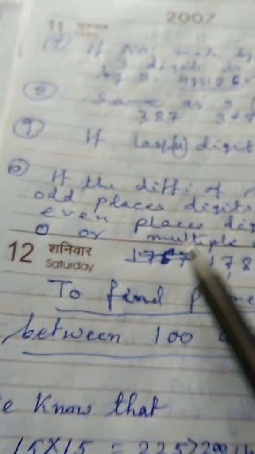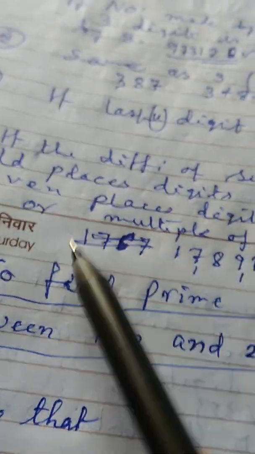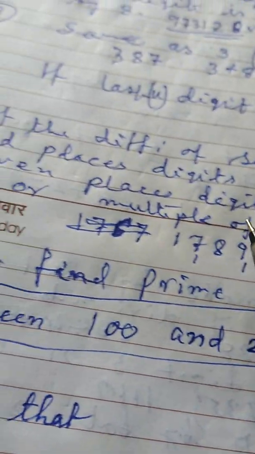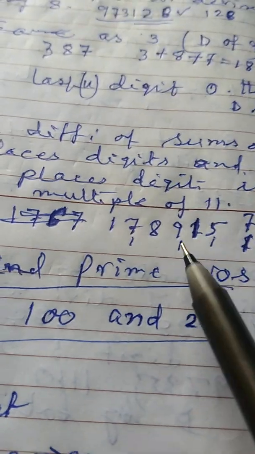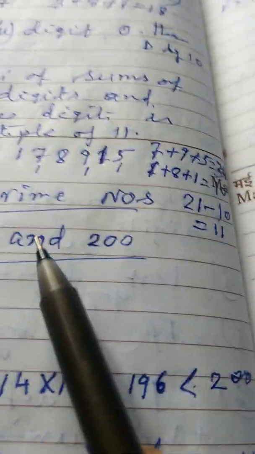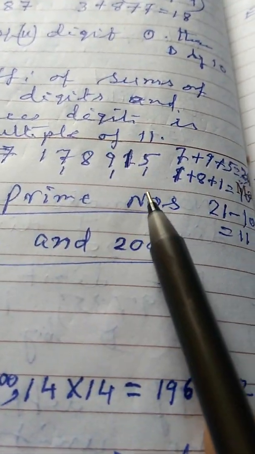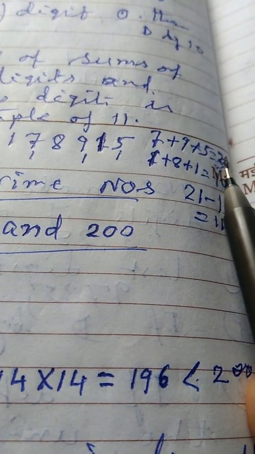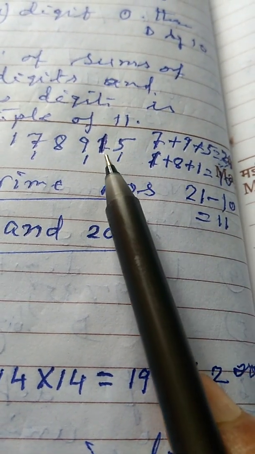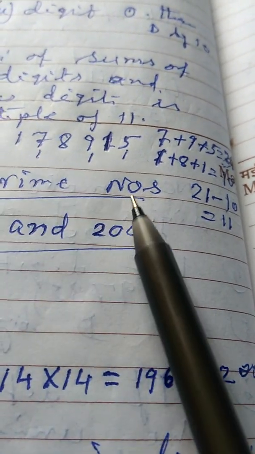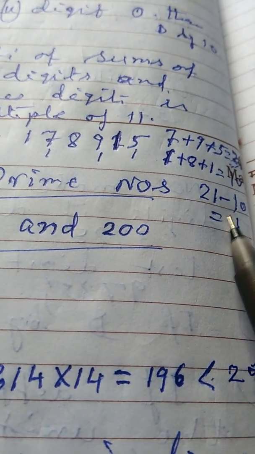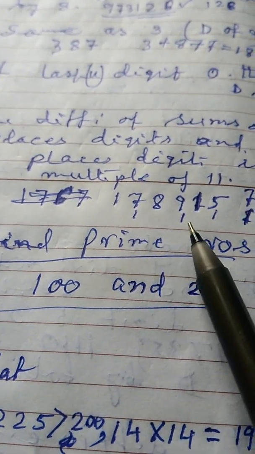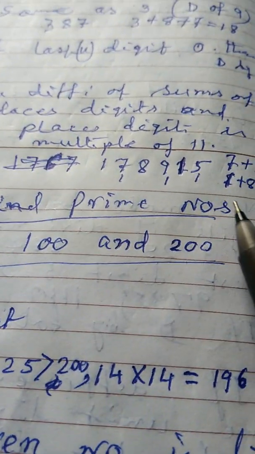Now, the divisibility rule of 11. If the difference of the sums of the even place digits and the odd place digits is divisible by 11 or is 0, then the number is divisible by 11. Let us take one example, 178915. 7 plus 9 plus 5 is 21. And the other places, 1 plus 8 plus 1, is 10. So 21 minus 10 is 11. It is divisible by 11. Therefore, the given number 178915 is divisible by 11.